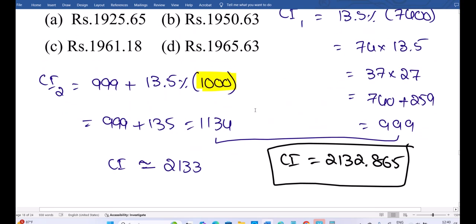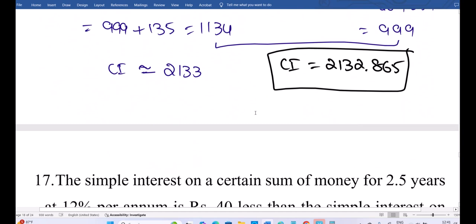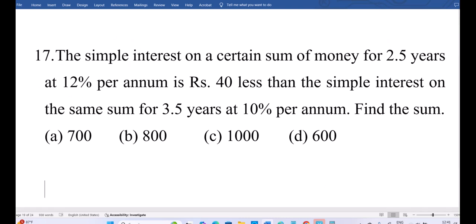Right, next question. What's your answer here? Simple interest on a certain sum of money for 2.5 years at 12% per annum is 40 rupees less than the simple interest on the same sum for 3.5 years at 10% per annum. So what is the sum?